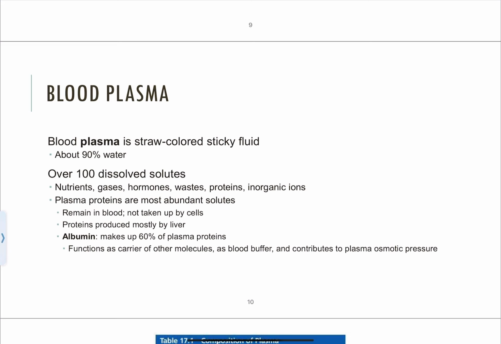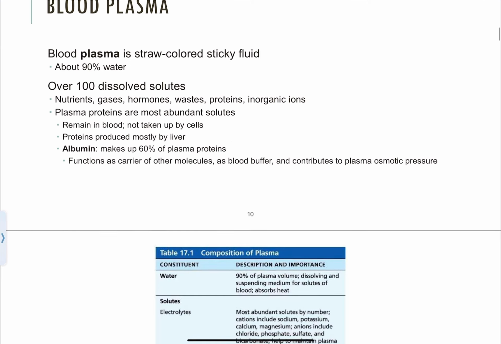And pretty much it functions as a carrier of other molecules. It also acts as a blood buffer, and it's going to help contribute to plasma osmotic pressure. We're going to talk about buffering of our blood and osmotic pressure later in this chapter, or in chapter 19.